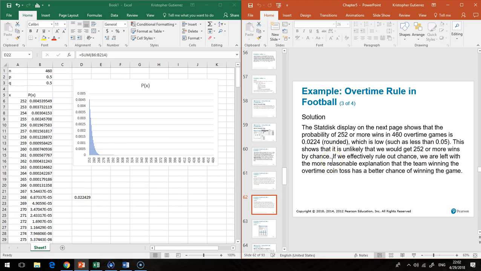This shows it is unlikely we would get 252 or more wins by chance. Therefore, we can reasonably assume that whoever wins the coin toss is more likely to win the game, and it's not just randomness.